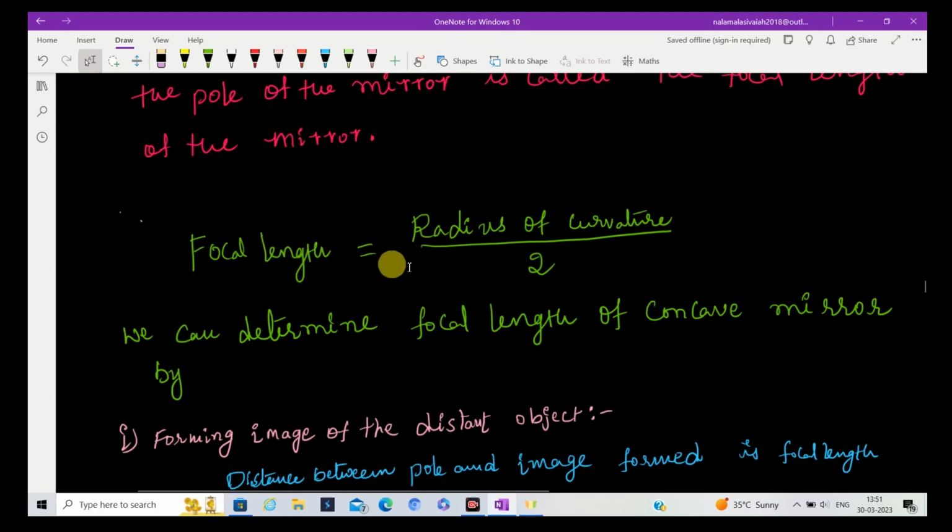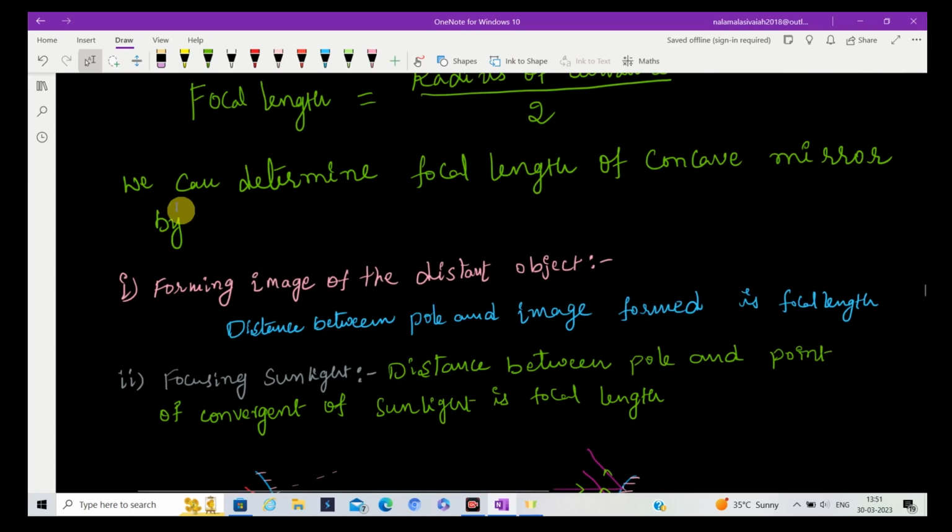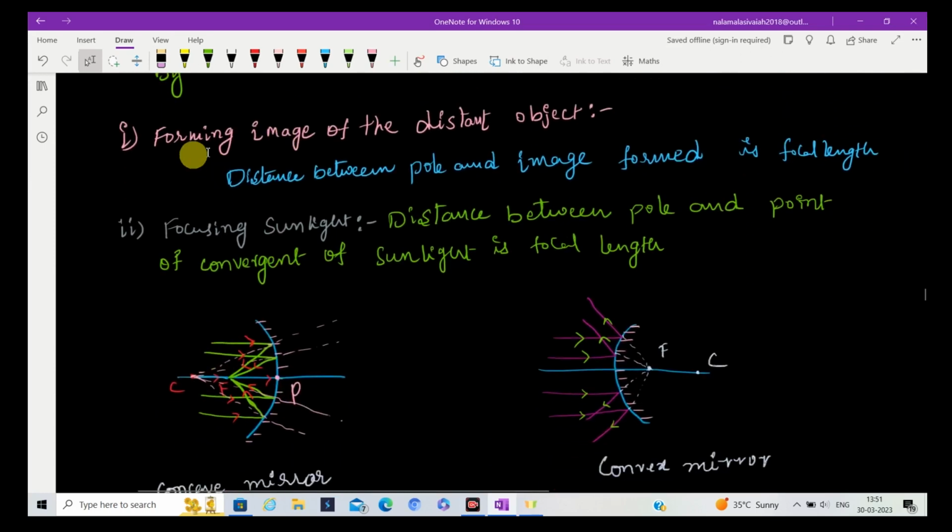So till now we discussed in my two videos. Now the third video is about focal length and radius of curvature. We can determine the focal length of a concave mirror by, so here you can see the forming of the image of the object. The distance between pole and image formed is called focal length. How it will be, I'll explain, so you can observe.